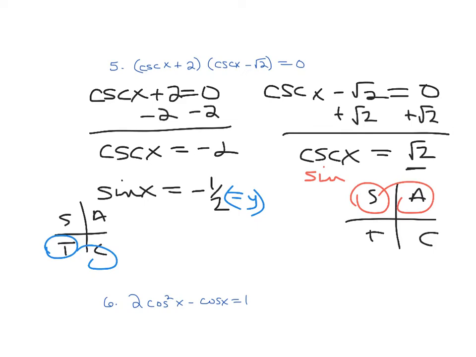So in quadrant 3, the one that has a denominator of 6 is 7 pi over 6. And in quadrant 4, it's the 11 pi over 6. That's what x equals. Over here, the 45 degree is my reference angle because it's root 2. So I'm looking for the denominators of 4. So in quadrant 1, it's just the pi over 4. And in quadrant 2, it's the 3 pi over 4.